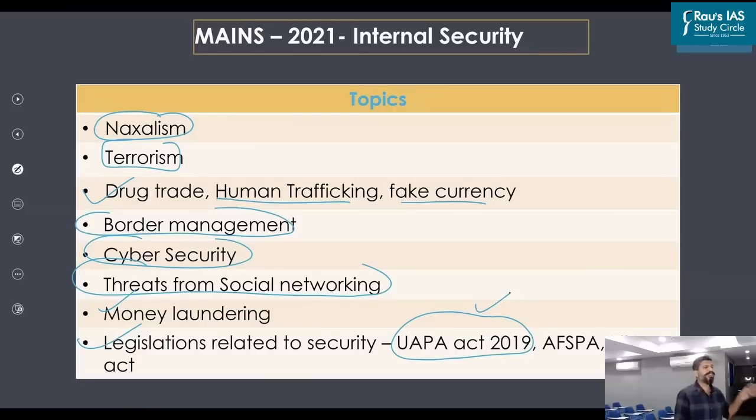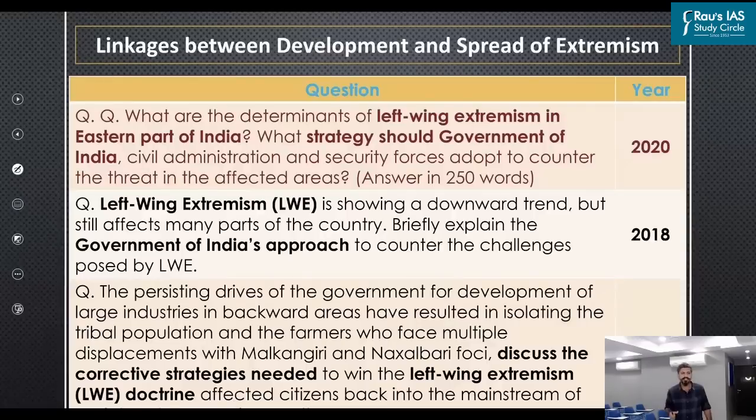Now, how do you prepare these themes and what are the aspects that you need to cover? In this line, if you look at the previous year questions properly of the last 6 to 7 years, you will yourself understand that, okay, these are the parts that need to be prepared properly to answer the questions if any is asked from any of these topics. So let us look at how the questions have been asked from different themes. First is of course the linkages between development and extremism, which we all are aware is related to Naxalism.